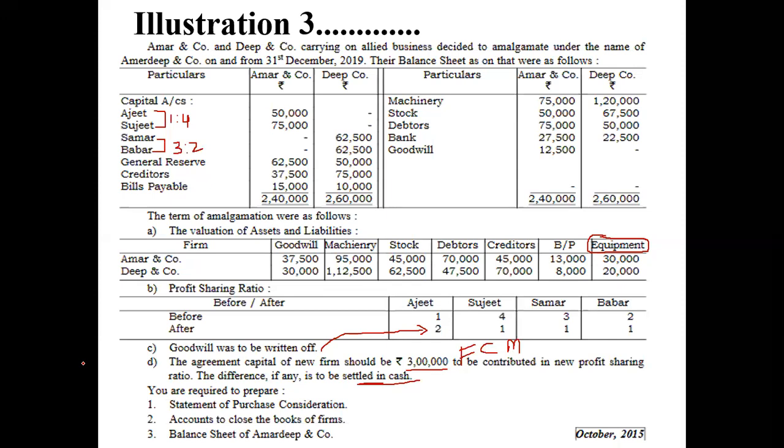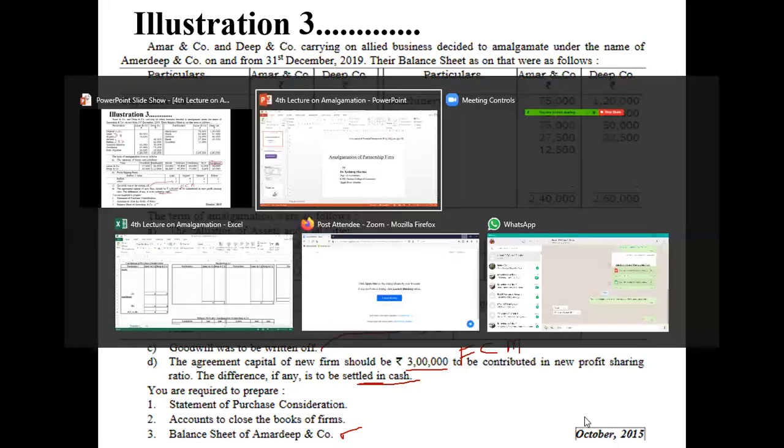You are required to prepare the statement of purchase consideration, accounts to be closed in the books of the firm, and the balance sheet of Amardeep and Company. So here we also have to make a balance sheet. They have asked for it, but even if they had not, we would make the balance sheet. This problem already came in the university examination of October 2015. So shall I move to the worksheet?